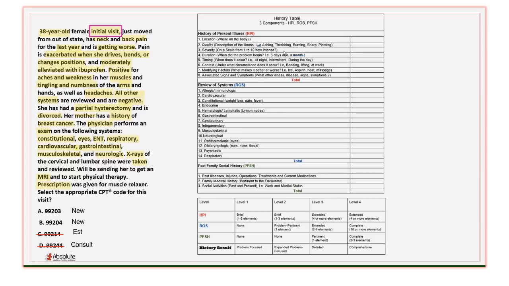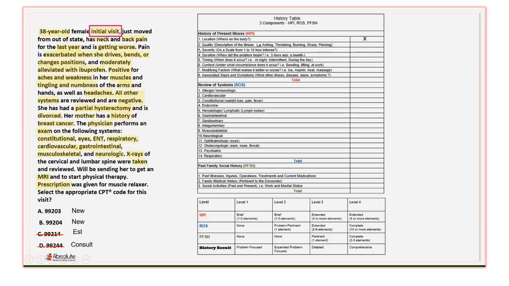Okay, so I see some different answers. I see 4, I see 7, 6, 8. So let's go ahead and go through it. It says this is a 38-year-old female, initial visit, just moved from out of state. She has neck and back pain. So on our history of present illness, number 1 here, location. Do we know where on the body? Yes, we do, neck and back. So we're going to go ahead and check that. We know the location.